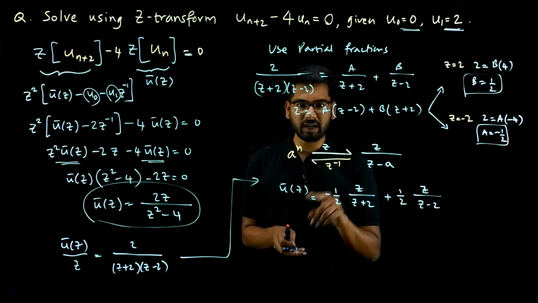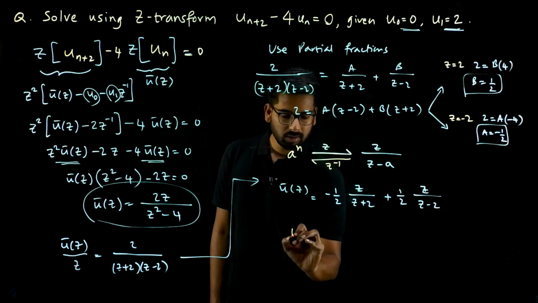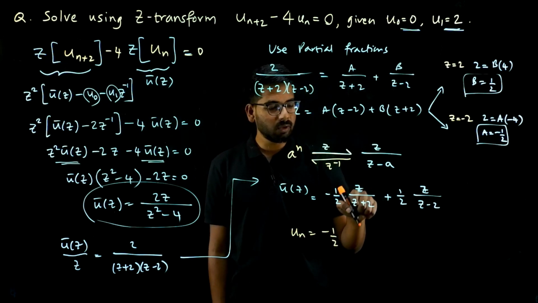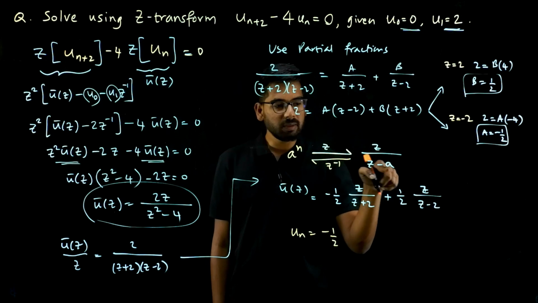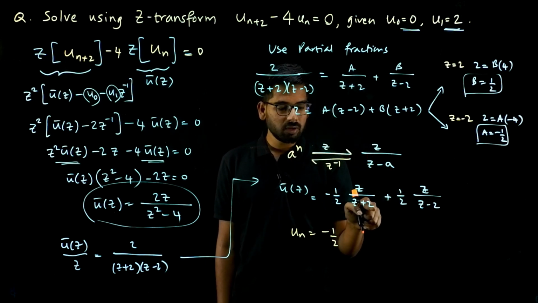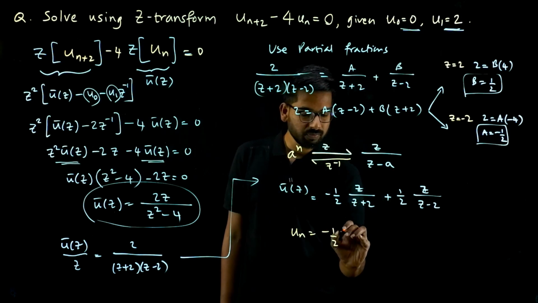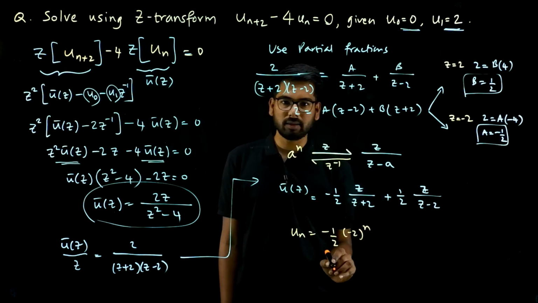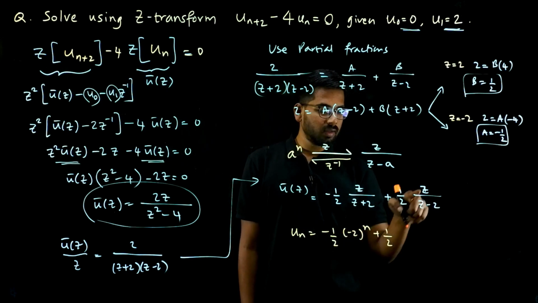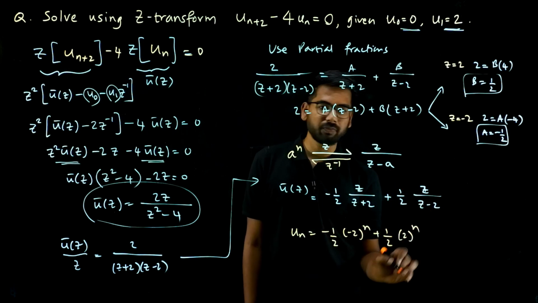Now if you take inverse Z transform, what will happen? Inverse Z transform of u bar of z is u n, minus 1 over 2 as it is. Inverse Z transform of z over z plus 2: z over z minus a is a power n, so in place of minus a I have plus 2, so a is equal to minus 2, and I will get minus 2 power n. Similarly, plus 1 over 2, z over z minus a, in place of a I have 2, so it will be 2 power n.